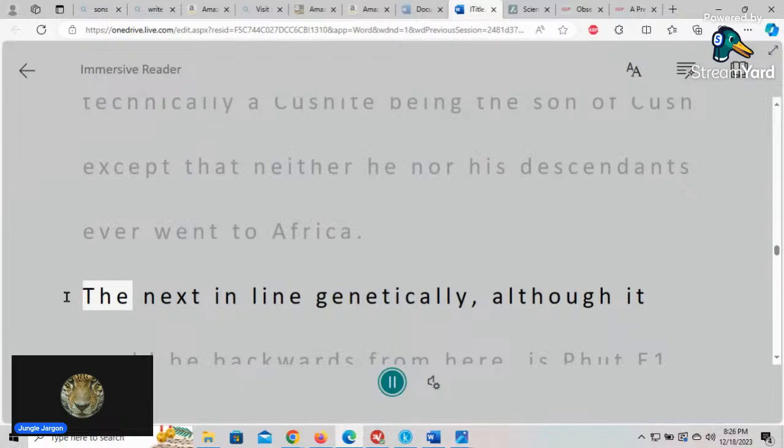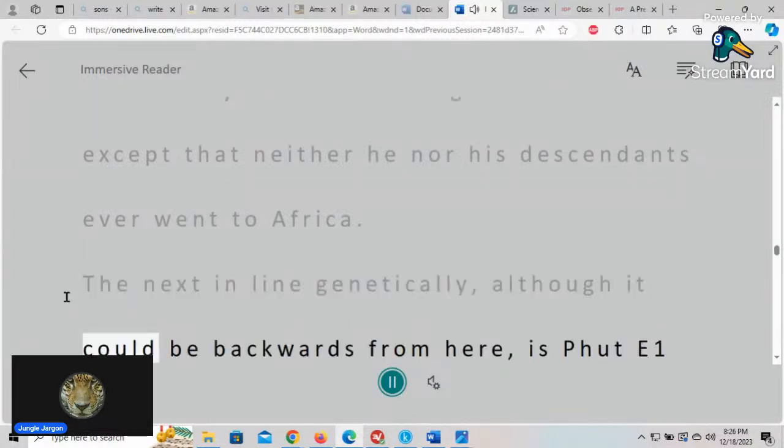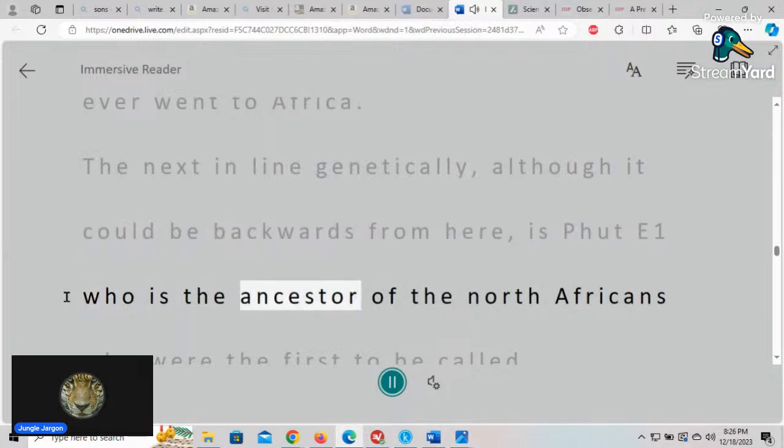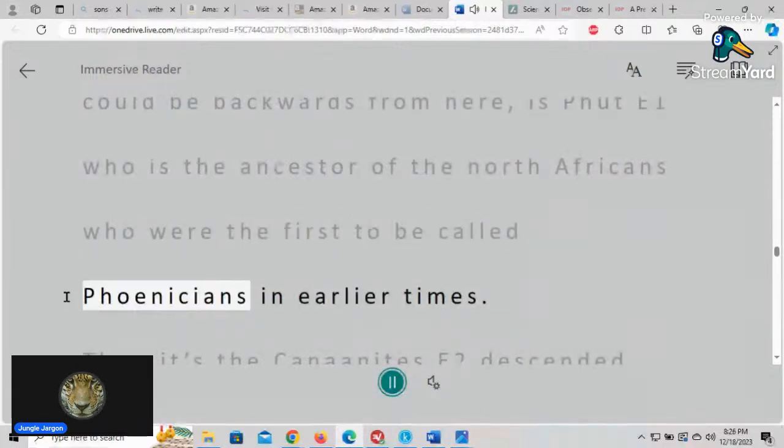And genetically, although it could be backwards from here, is Phut-E1, who is the ancestor of the North Africans who were the first to be called Phoenicians in earlier times.